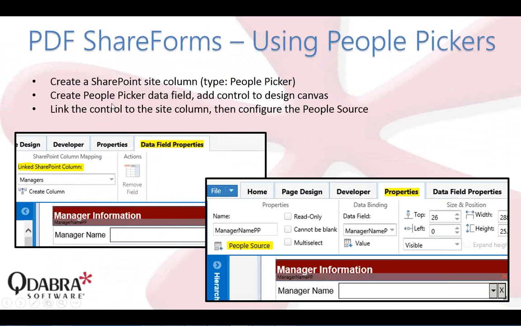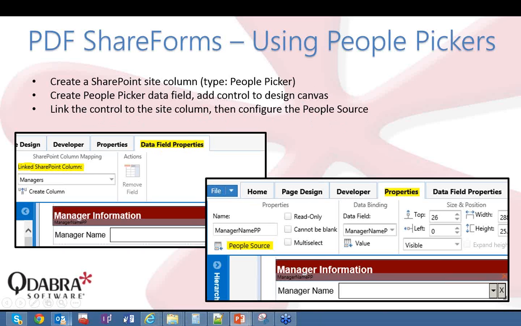Then you would create a people picker data field on the form and add that control to your design canvas. And then you use the data field properties menu and the basic properties menu to link the people picker control to the site column, and then configure the source to point to that SharePoint site column. So let's take a look at how that's done.